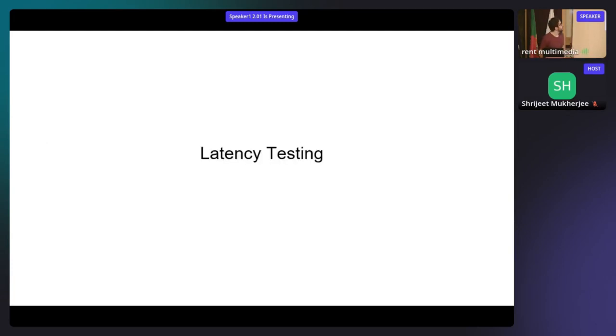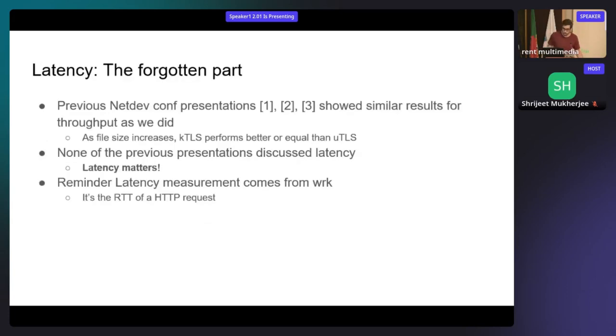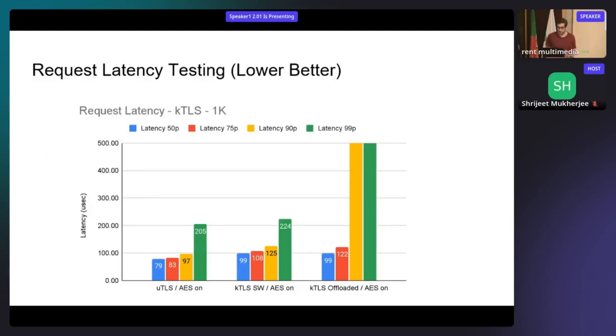As we were going through these results and checking the other presentations at NetDev, we saw that they didn't mention the latency aspect of the testing. As we were going through the WRK results for latency, we saw some pretty interesting numbers. In this graph, we plot the latency percentiles for each implementation. The blue bar is the 50th percentile, the red the 75th, the yellow the 90th, and finally the green the 99th.